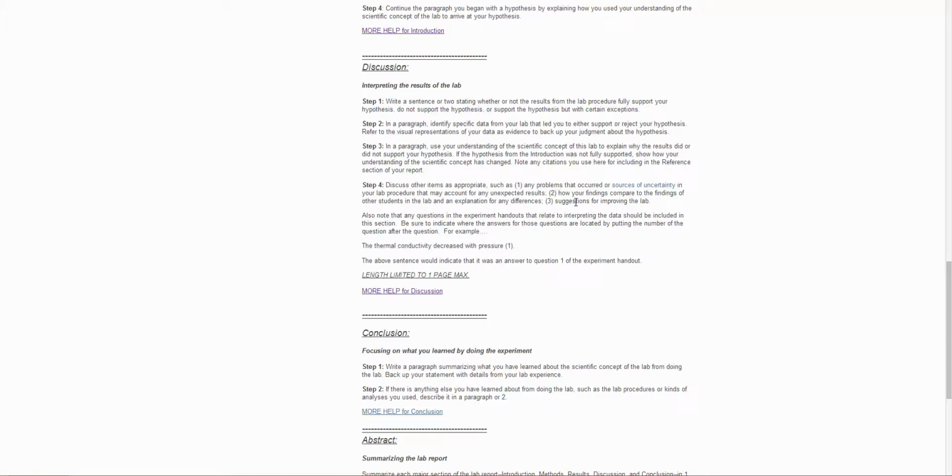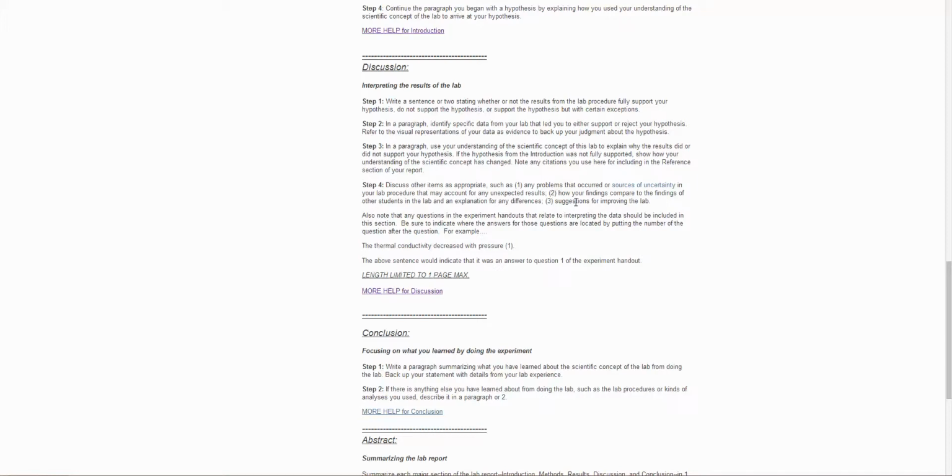And then step 4, discuss other items as appropriate, such as any problems that occurred, sources of uncertainty, how your findings compare to findings from other students in the lab, or suggestions for improving. Also note that any questions in the experiment handouts that relate to interpreting the data should be included in the discussion section. For this experiment, you should have one question to answer. And when you answer that question in the discussion section, be sure to indicate where the question is located.